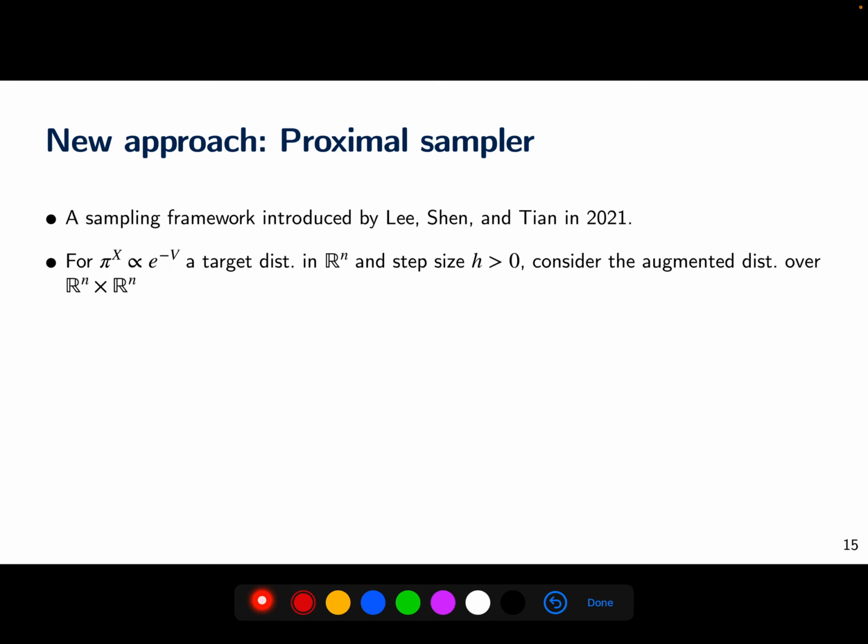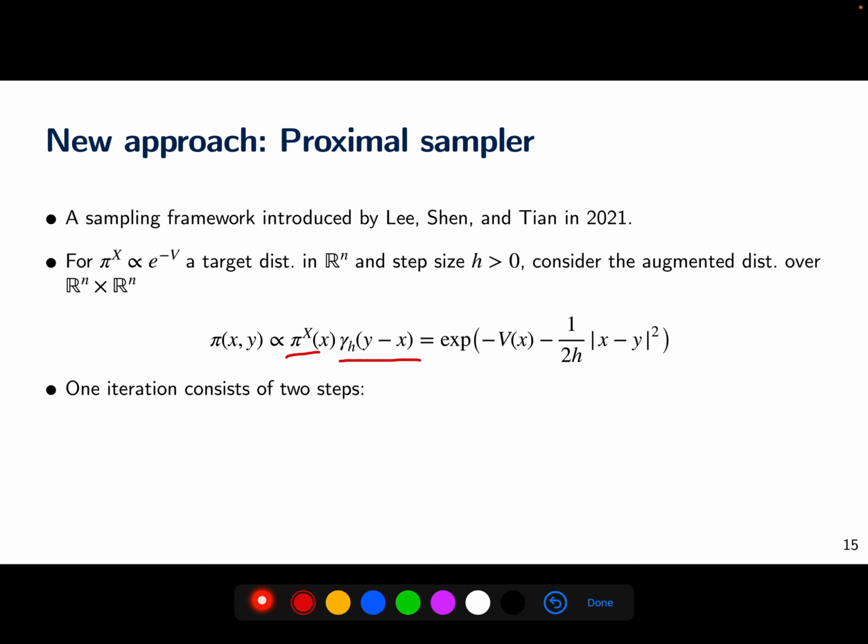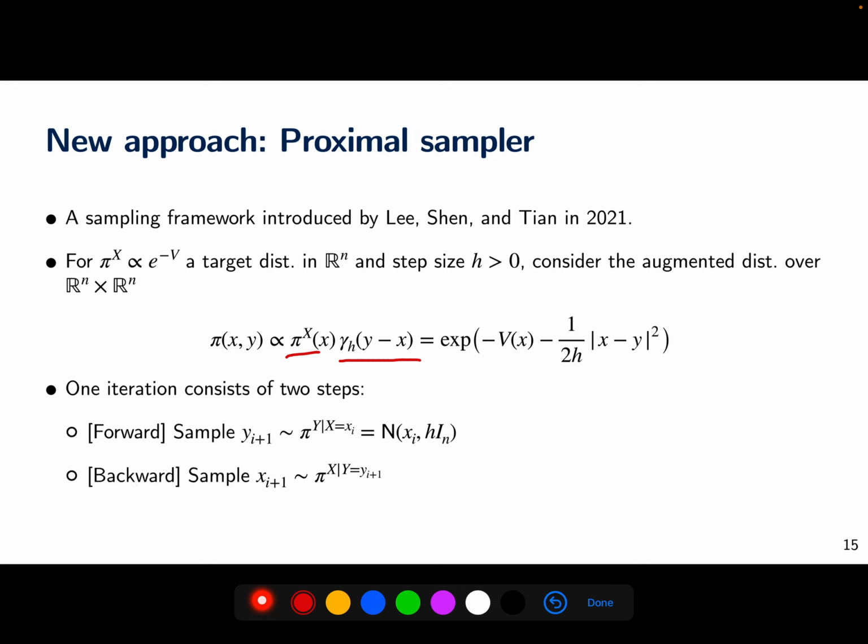How it works is the following. Say phi of x is proportional to e to the minus v, which is our target distribution. And say h is our step size. Then this framework considers some augmented distribution over R^n times R^n, given by this, which is simply the multiplication of the original target times some Gaussian centered at y. And then one iteration of the proximal sampler just alternates these two steps, forward step and backward step.